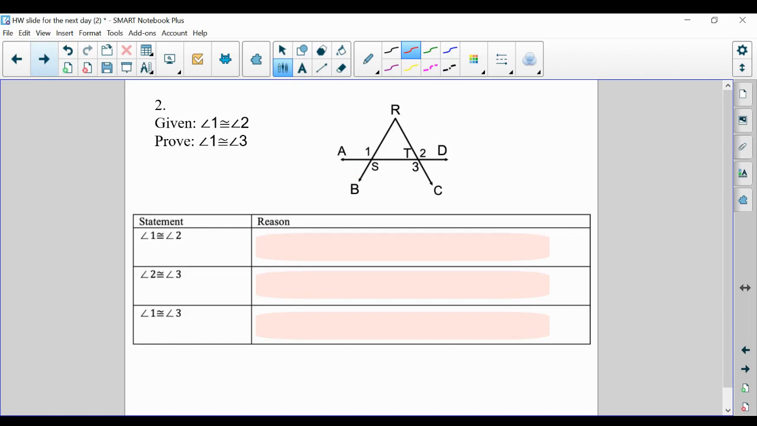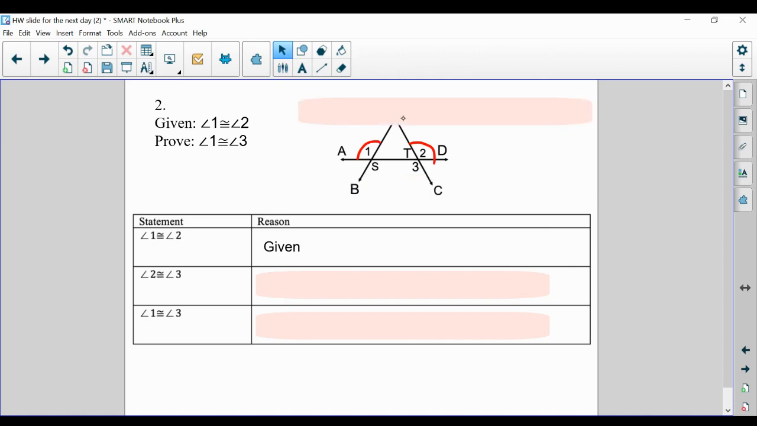Okay, given information, and they give it to you, we still need to label the picture. And once again, please label the picture. That will help a lot. Angle 1 is congruent with angle 2. Well, looking here, that is the given information. We always begin with the given information, and the given information tells you the next step.